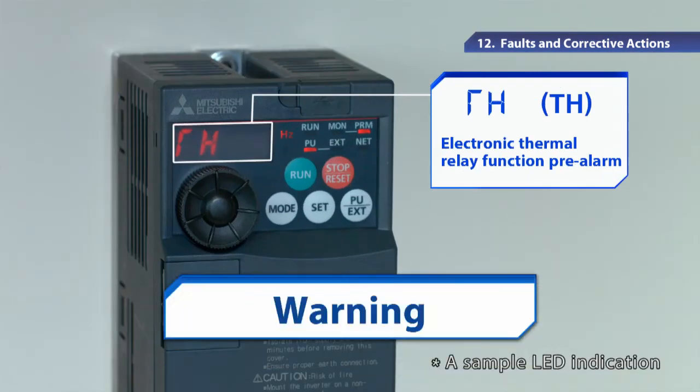The second display is warning. A warning is displayed on the LED of the operation panel. The inverter does not trip, but lack of appropriate measures may lead to a fault.